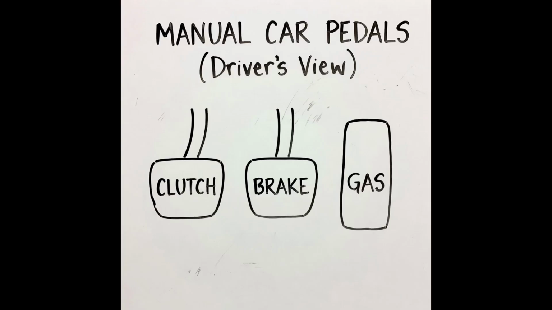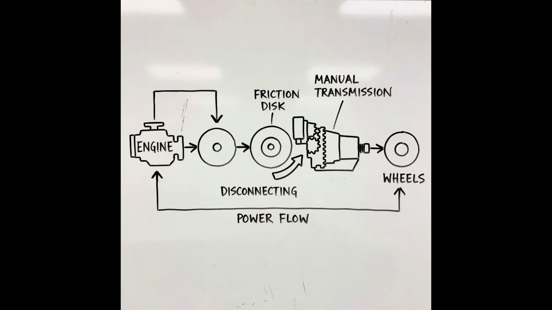A manual Jeep or truck has a clutch pedal on the floor. Press it down and a friction disc physically separates from the engine's flywheel, completely disconnecting the engine from the wheels. You select your gear, release the clutch smoothly, and power flows again. It gives you more control, but requires more skill.